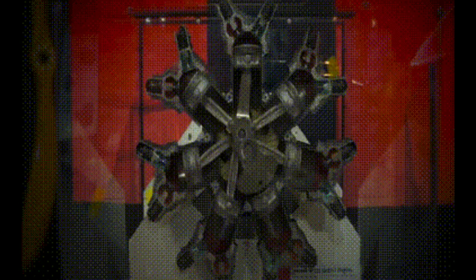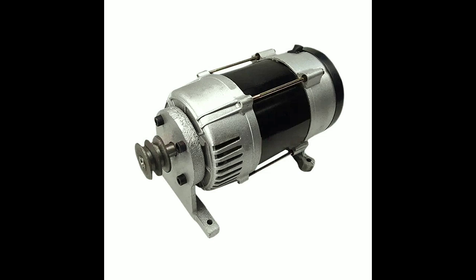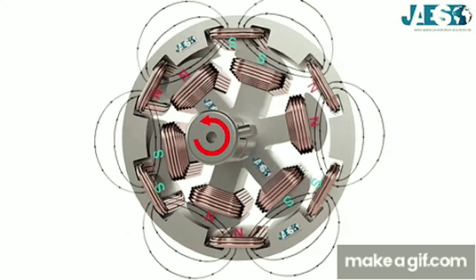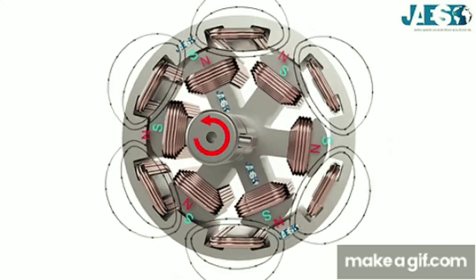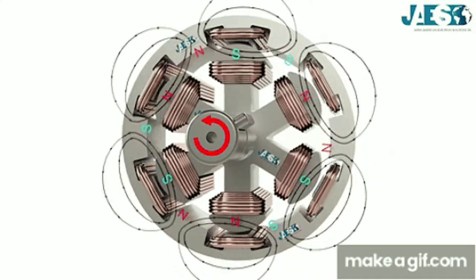Step 2. Mechanical energy is produced. As the engine runs, it produces mechanical energy, which is simply motion or rotation. This rotating motion is transferred directly to the alternator. Step 3. Magnetic field is created. Inside the alternator, there are magnets and coils of wire. When the engine rotates the magnets, a magnetic field moves around the coils.